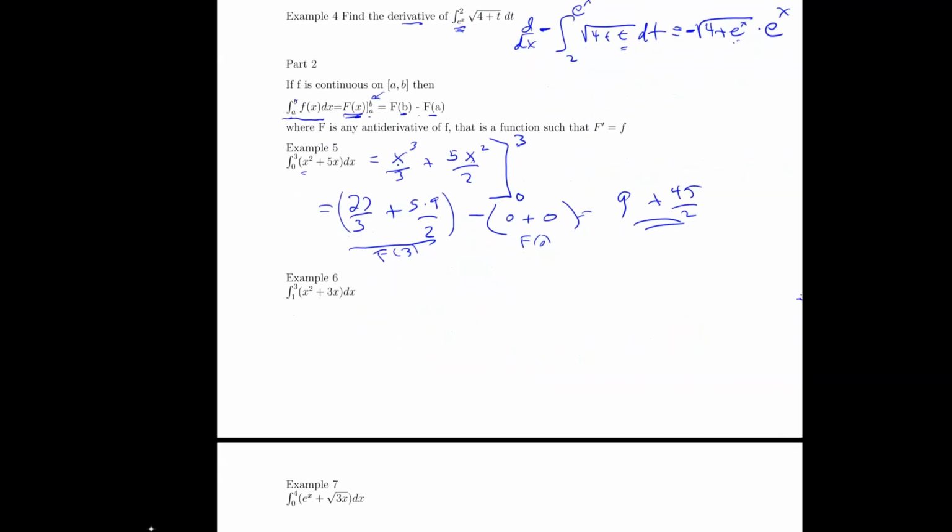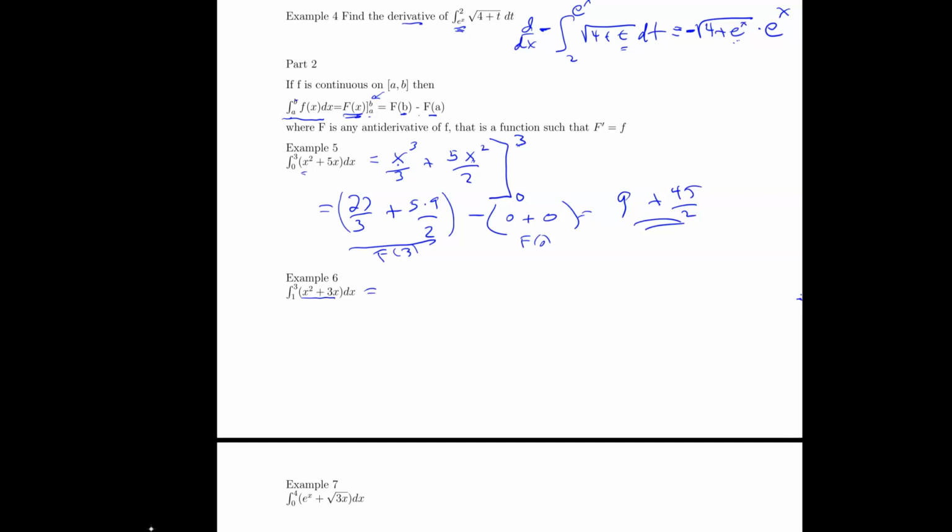And then what this means is now I'm going to plug in the 3. So plugging in the 3 here, so I get 27 over 3 plus, and I'm plugging in the 3 here, 5 times 9 over 2, and then if I had something to plug 0 into, I would subtract off 0 minus 0. So this is the f of b, f of 3, and this is the f of 0. All right, so this gives me 9, right, plus 45 over 2, and I'm just going to leave it like that. All right, let's do another one here.